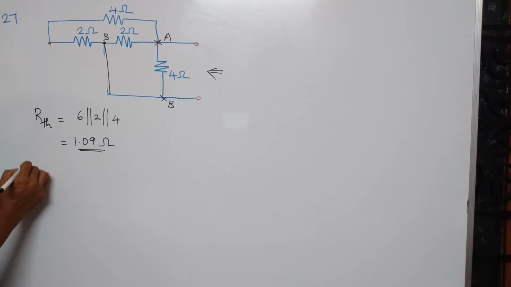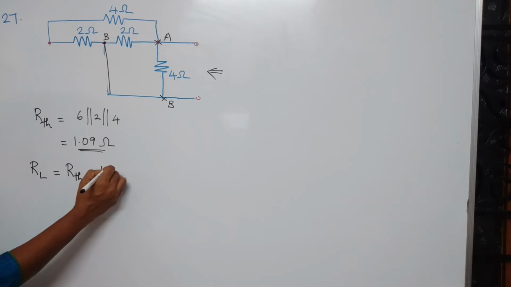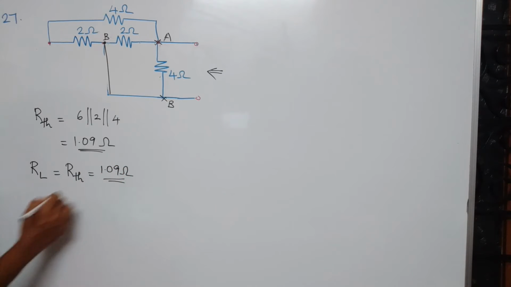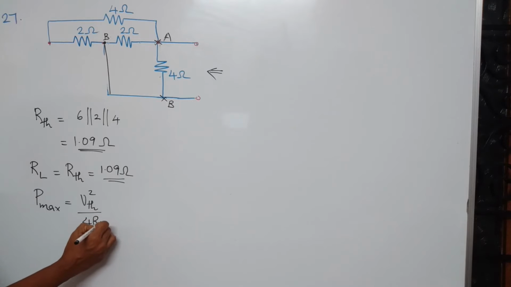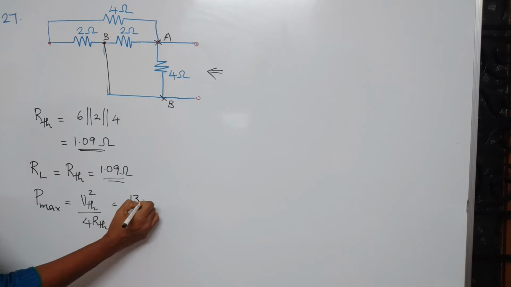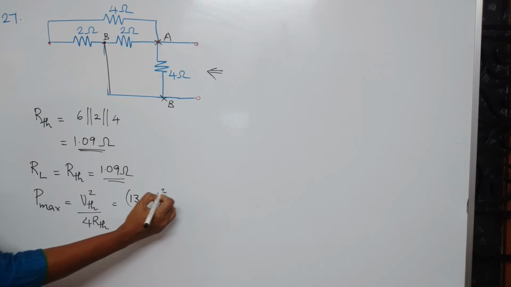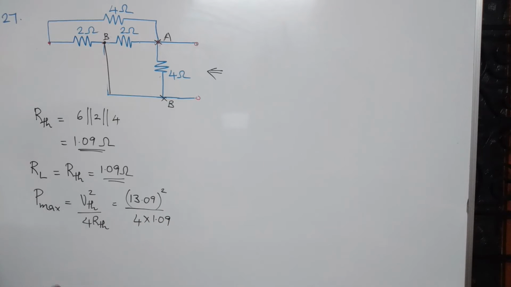Therefore, we got VTH as well as RTH. Therefore, the value of RL for which maximum power transfer takes place is 1.09 ohm. And maximum power transfer P max equal to VTH squared by 4 RTH. VTH was 13.09, so 13.09 the whole squared divided by 4 into 1.09. And the answer is 39.3 watts.